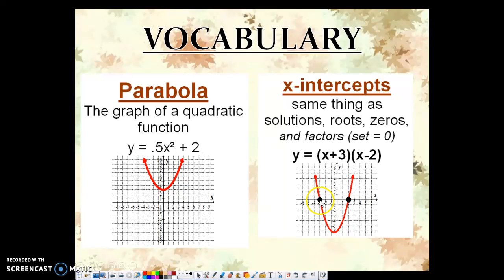X-intercepts is where the line crosses the x-axis. What are the other names for the x-intercepts? What are the other names? Think about it. Solutions, roots, zeros. Okay, and we'll get to factors later. Solutions, roots, and zeros.